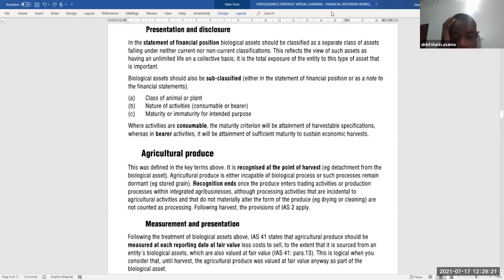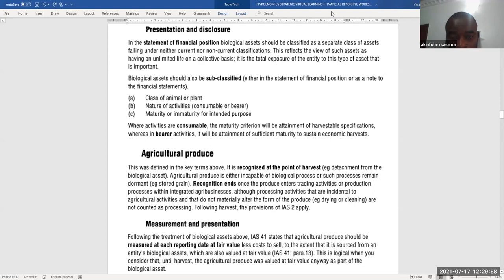Presentation and disclosure. In the presentation of financial position, biological assets should be classified as a separate class of assets, falling under neither the current nor non-current classification. This reflects the view of such assets as having an undefined life on a collective basis. It is the total exposure of the entity to this type of asset that is important.